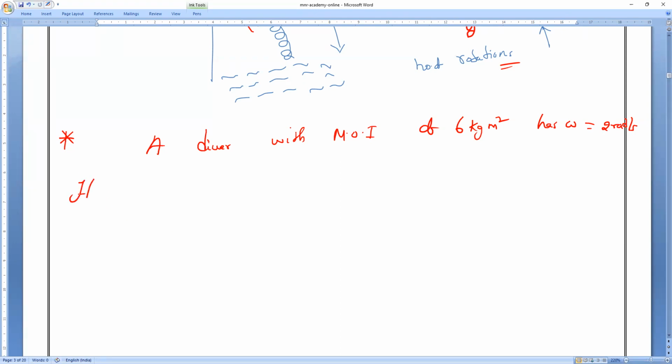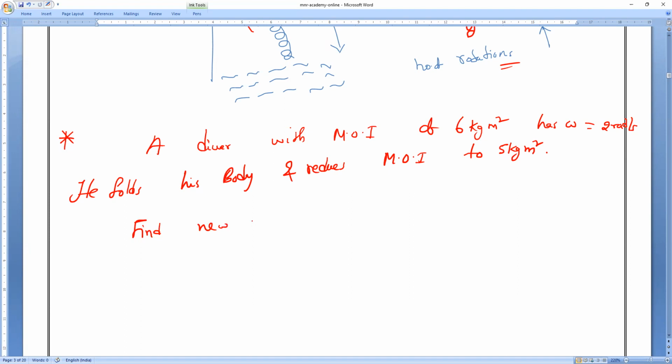He folds his body and reduces his moment of inertia to 5 kg meter square. Find the new angular velocity. That is the target. Now I'm giving just 2 minutes time, even 2 minutes is not required. If your concept is clear, over.